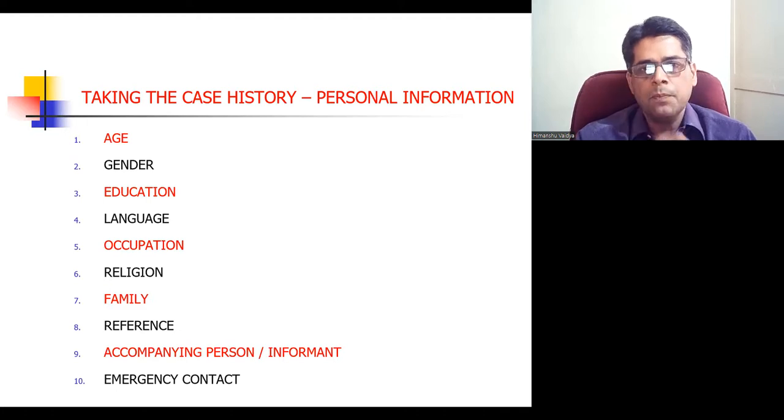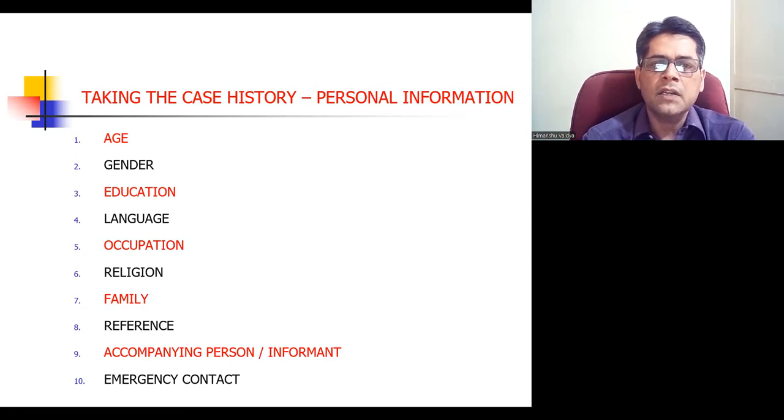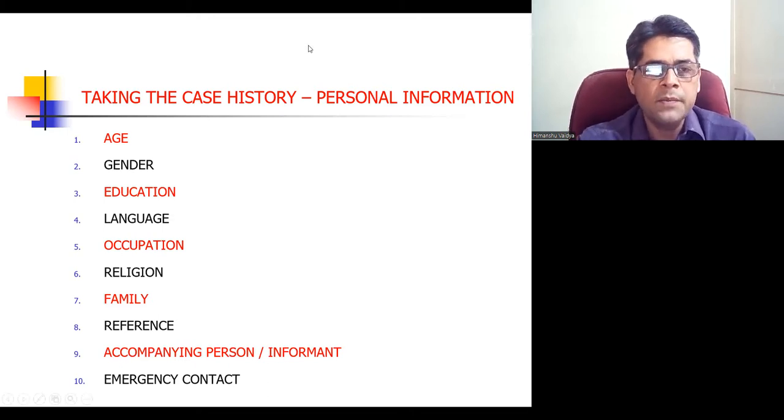Now let us come to the first part of the case history, personal information. So the case history, as we said, has 5 parts: personal information, complaints, response of complaints to different treatments over time, life story, and mental status examination. These are the 5 parts of a classical conventional case history. Let us take a look at the first part, personal information. In personal information, we ask about these 10 points to the person.